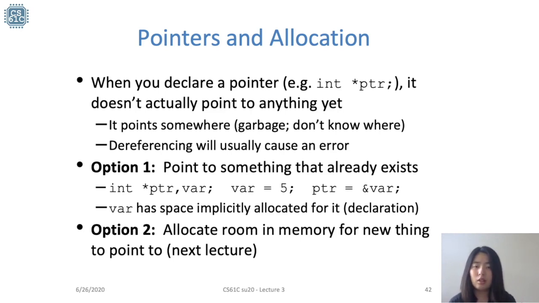The first one is to let it point to something that already exists. For example, we declare integer pointer PTR and an integer variable var. Then we assign 5 to var. This means var will have a space implicitly allocated for it. After that, we do PTR equal address of var. This will retrieve the address of var and assign it to PTR. The second option is to allocate room in memory for new things to point to. This will be discussed in the next lecture.